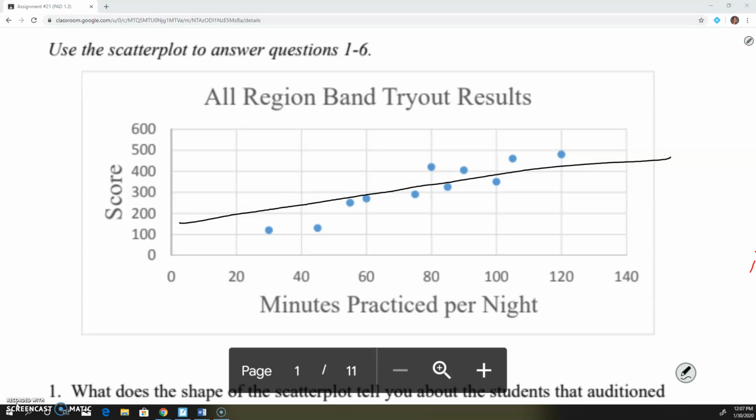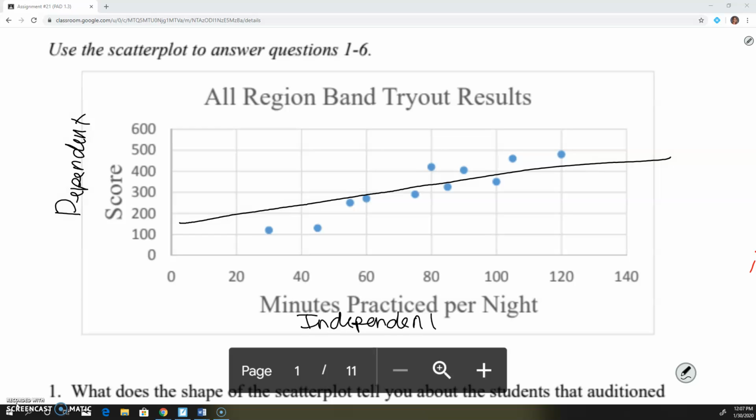Okay, so this one has 1, 2. Those are kind of on the line. 3, 4. And that one below it, and it has 4 above it. Is that a pretty good line? Okay, so it's positive. We have our line of best fit. They want to know what the dependent variable is. What's your dependent variable? Score. What's your independent variable?